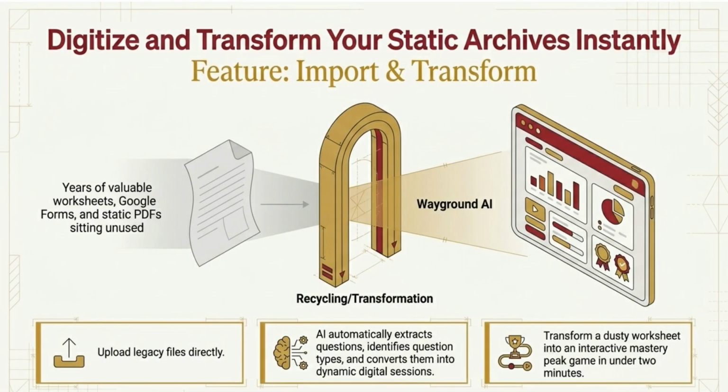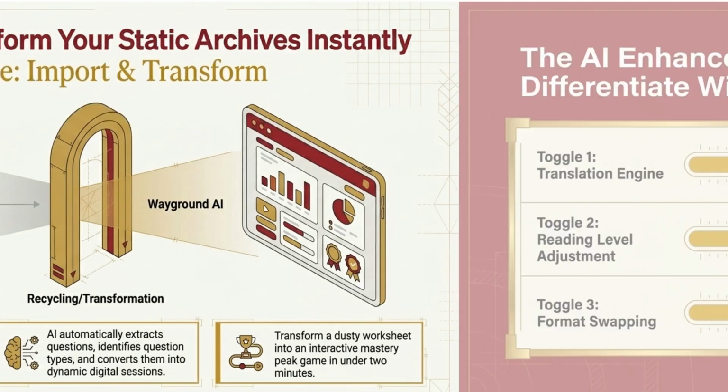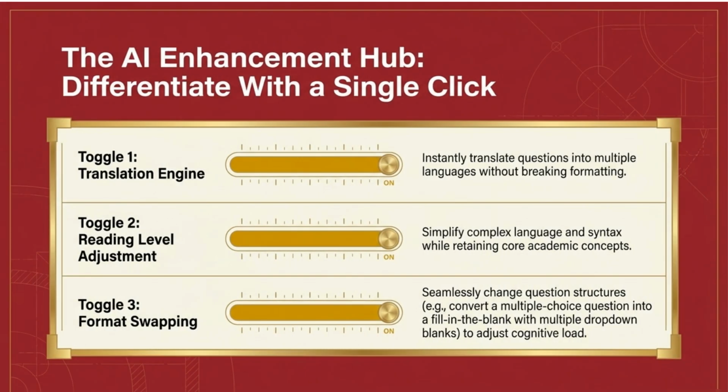The Import and Transform feature allows you to digitize and transform static archives instantly. Upload legacy files, and the AI converts them into dynamic digital sessions, turning a worksheet into an interactive mastery game in minutes. The AI Enhancement Hub lets you differentiate with a single click.